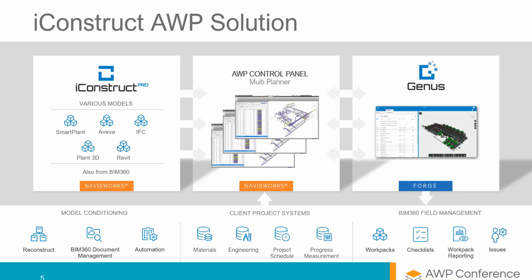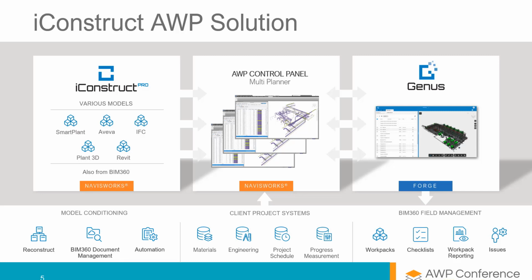So our iConstruct AWP solution is basically built on 4 applications. We've got our iConstruct Pro, which is an add-on to Navisworks. This is where we do all the heavy lifting, the conditioning of models, restructuring the tree, breaking up the models into smaller portions. There's a lot of different things that we can do with the iConstruct Pro, but that is our base. We do use iConstruct Pro first to clean up these models.